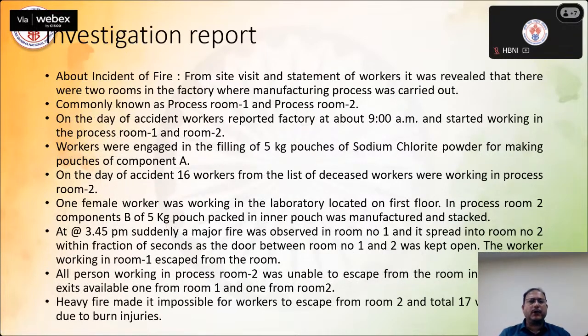The investigative report says about the fire incident. From site visit and statement of workers, it was revealed that there were two rooms in the factory where the manufacturing process was carried out, commonly known as process room 1 and process room 2. On the day of the accident, workers reported to the factory at about 9 a.m. and started working in process room 1 and 2. So it was a quite normal day where they are working on a daily basis. Workers were engaged in the filling of 5 kg pouches of sodium chloride powder for making pouches of component A.